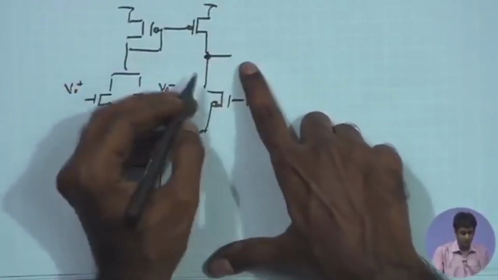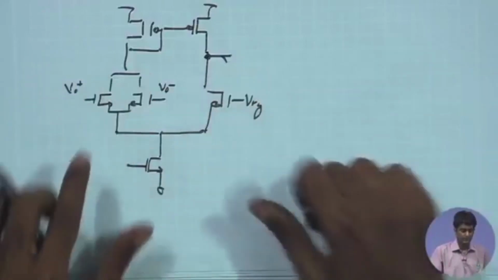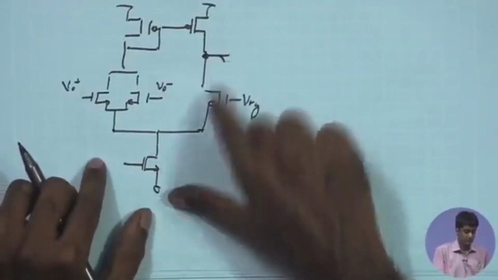Remember, for the common mode feedback, the compensation point is this one. We are creating a dominant pole over here because we add the capacitance between the output of the common mode feedback and the output of the differential pair. So this node gets compensated.